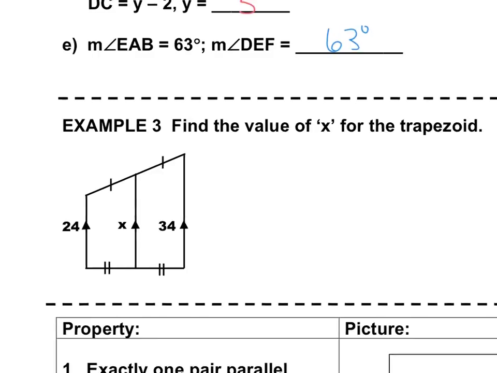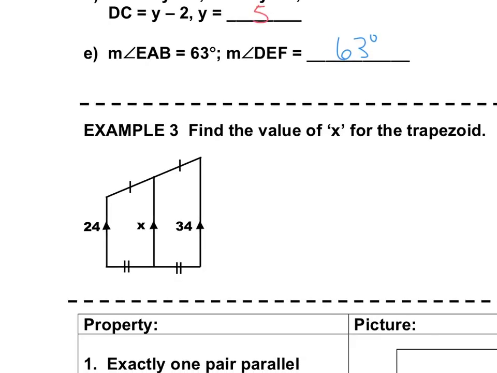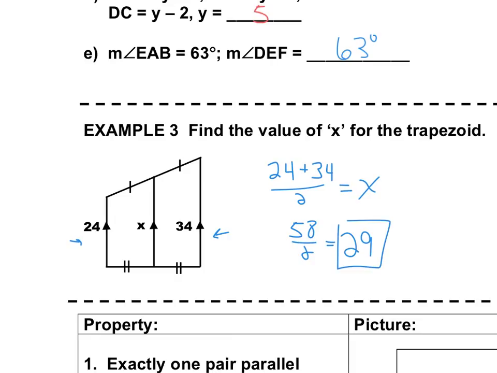Here's a trapezoid, and this is kind of weird because the bases are no longer the bottom and top. They're the left and the right. It looks like they want us to find the median x. So I'm going to take the bases, 24 plus 34, and divide that by 2, and that should give me x. Looks like that would be 58 over 2, which equals 29. So pretty easy there too.